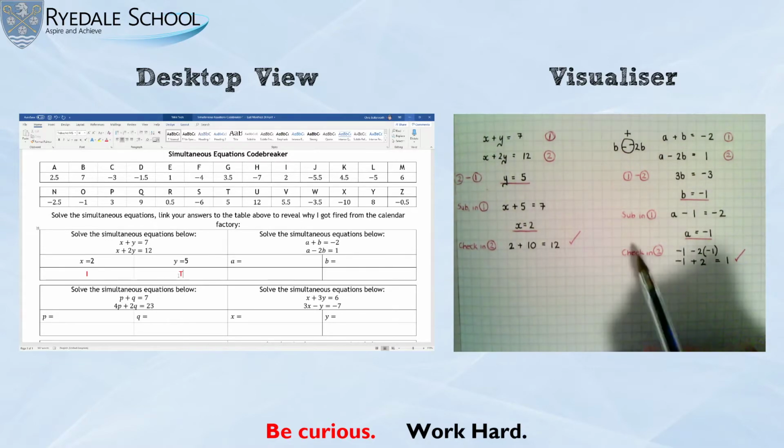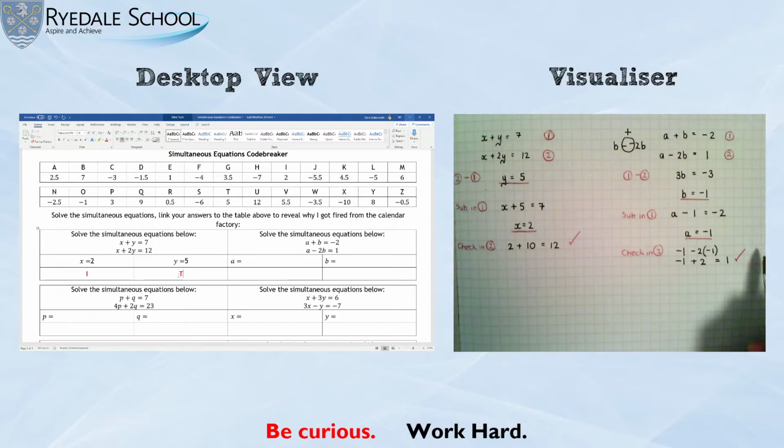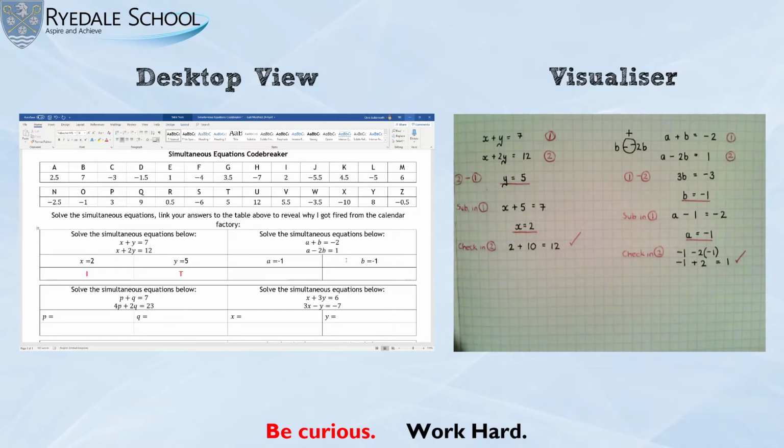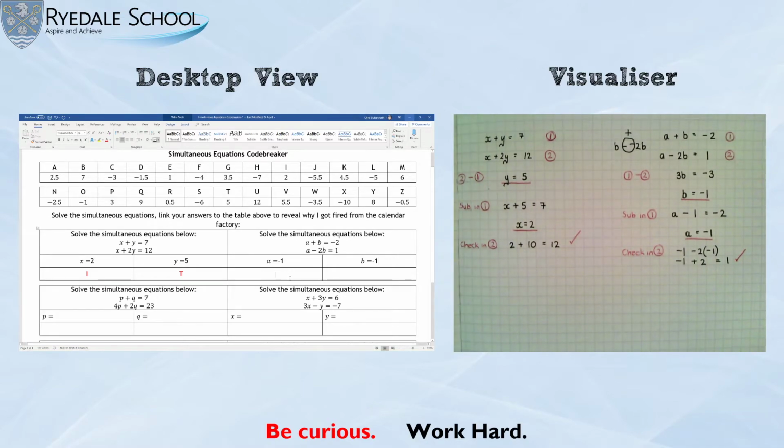Now, for me, I probably don't need to do these check stages because I'm going to be confident that I've got these 2 steps right. I will have my 2 parts correct. But for you, doing these checks is incredibly important to convincing yourself that your answers are right. So, I've now worked out that A is negative 1, B is negative 1. What letters do we get for those? That is O and O.